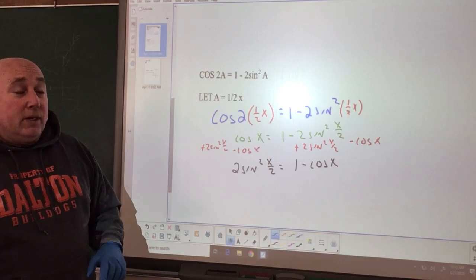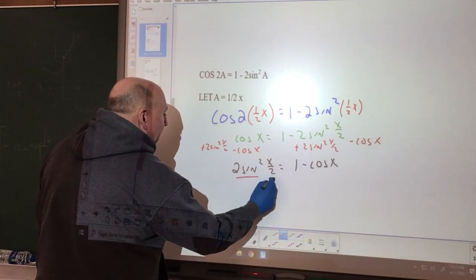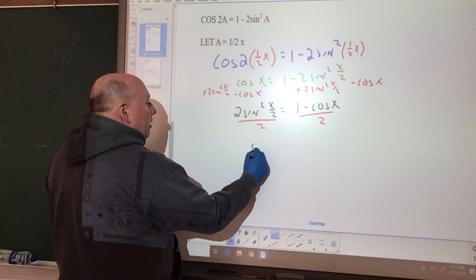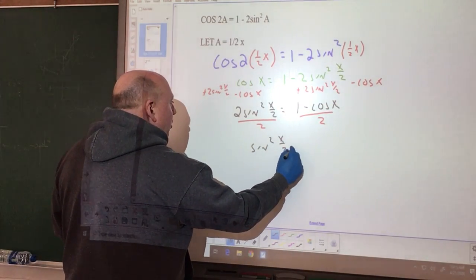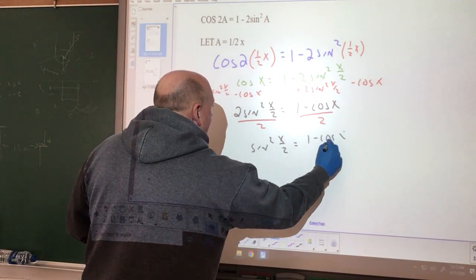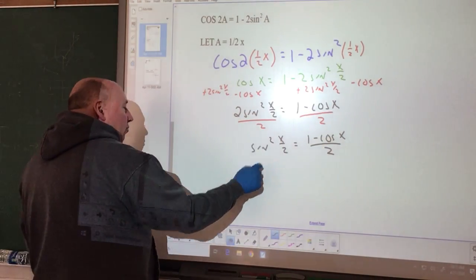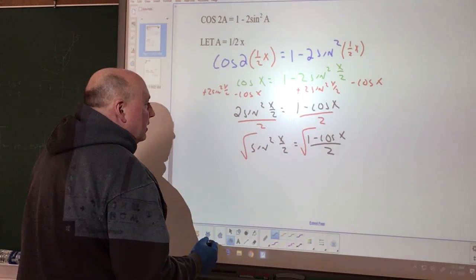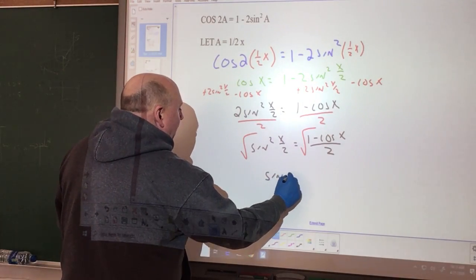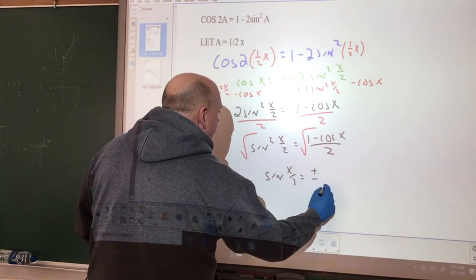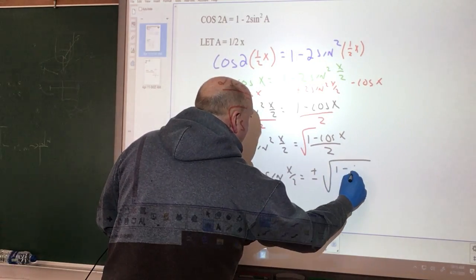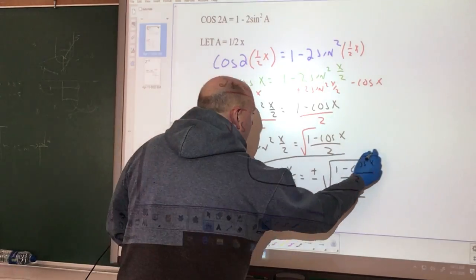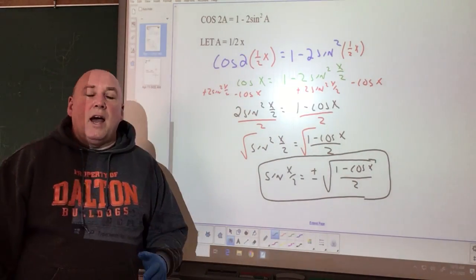Now it's starting to fall into what we just dealt with. We can divide by 2. So we're left with sine squared of x over 2 is equal to 1 minus cosine of x, divided by 2. And then to get rid of my square, we could take the square root. So we have the sine of x over 2 is equal to plus or minus the square root of 1 minus cosine of x, all divided by 2. And that's the sine of our half angle.